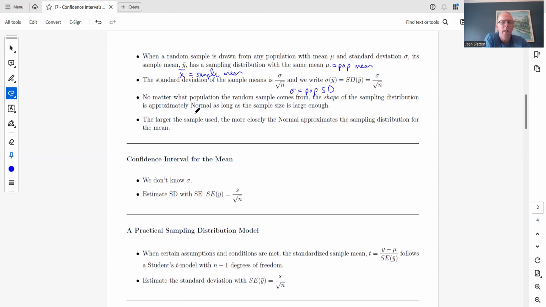So no matter what population the random sample comes from, the shape of the sampling distribution is approximately normal as long as the sample size is large enough. So we kind of talked about that. The larger the sample used, the more closely the normal model approximates this distribution. So we talked about all this. All right, so confidence interval for the mean.